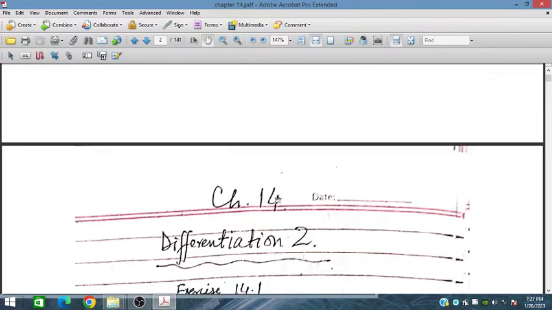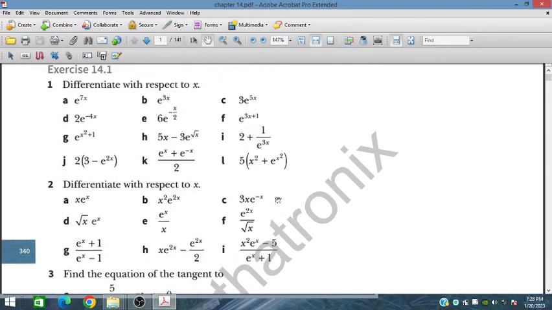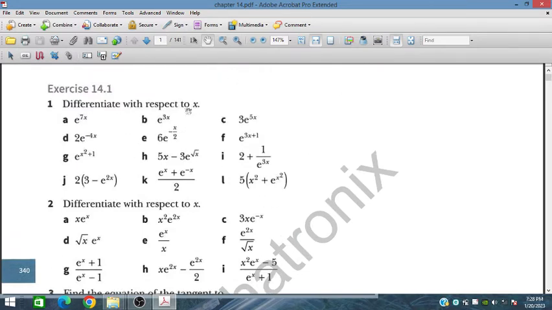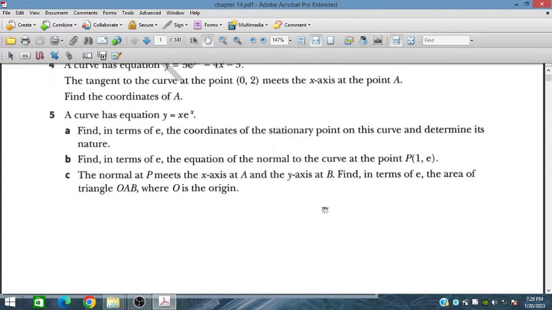And here we have this exercise 14.1, and we have to differentiate with respect to x. So we have to differentiate all these expressions with respect to x. Similarly, this second part. So let's solve this.